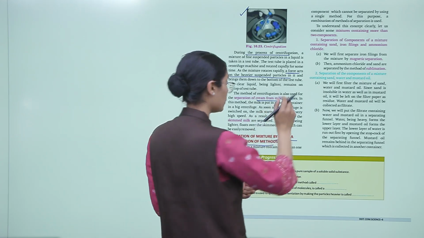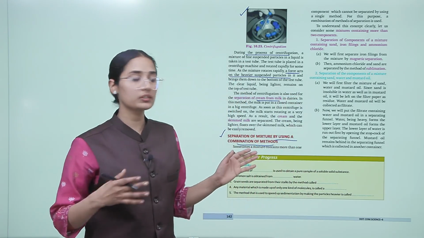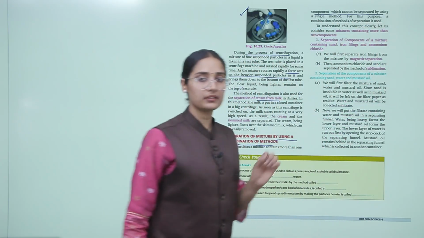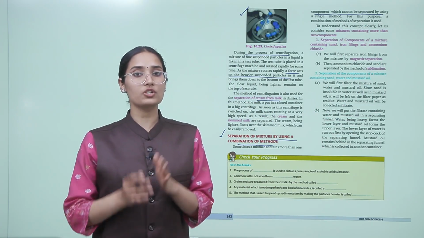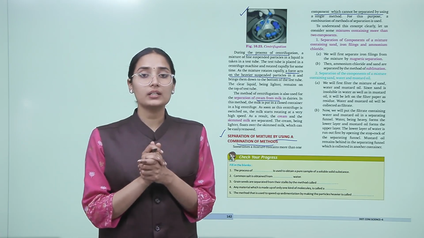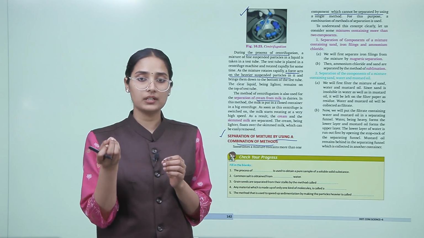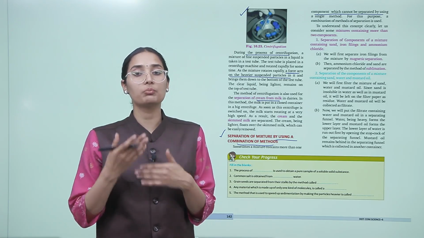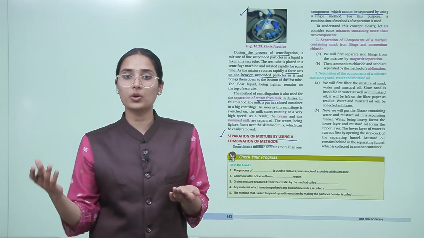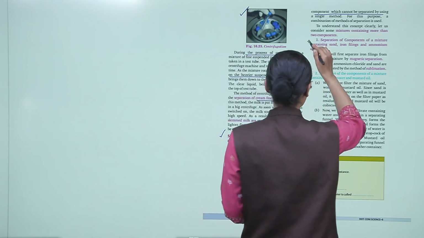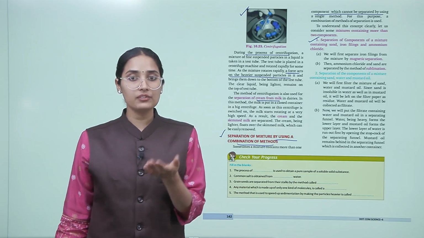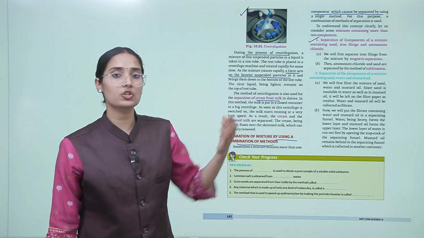Now, let's see how. Sometimes a mixture contains more than one component which cannot be separated using a single method, and for this purpose a combination of methods of separation is used. Sometimes we have such a component in our mixture where it cannot be separated by using just one method, and so to separate it we need to use more methods. To understand this concept clearly, let us consider some mixtures containing more than two components. Let us understand these from examples. So, separation of components of a mixture containing sand, iron filings and ammonium chloride. So, let us say we have a mixture of what?